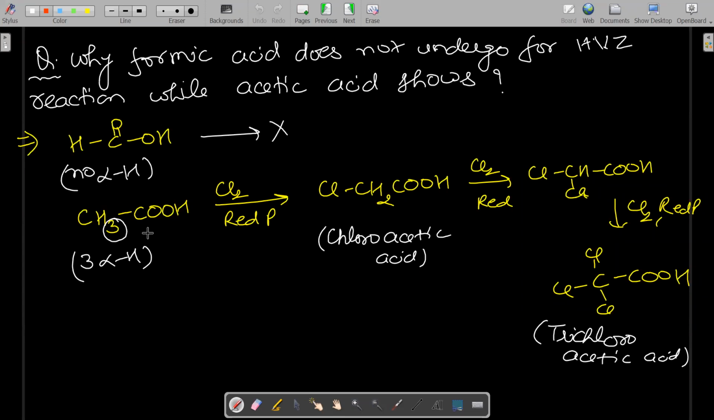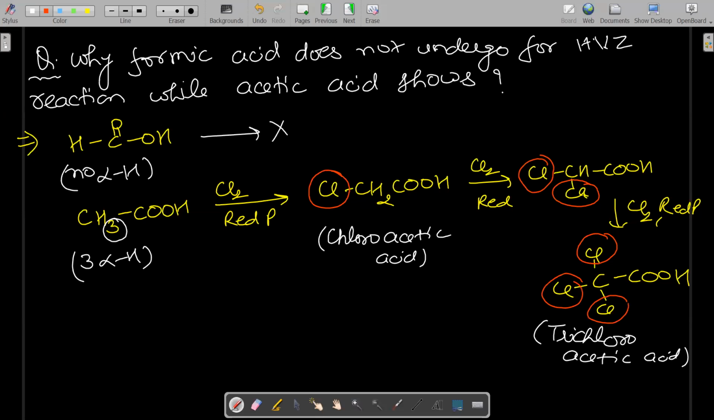Okay, so formic acid and acetic acid can be distinguished by HVZ reaction also, in which formic acid does not give HVZ reaction because there is no alpha hydrogen, while acetic acid having 3 alpha hydrogens will show HVZ reaction. If you take 1 mole, 1 hydrogen will be substituted, 1 Cl will come by substituting 1 alpha hydrogen. If you take a second mole, again 1 more hydrogen will be substituted by halogen. Still 1 hydrogen is there. If you take 3 moles of halogen, the remaining third alpha hydrogen is also substituted.